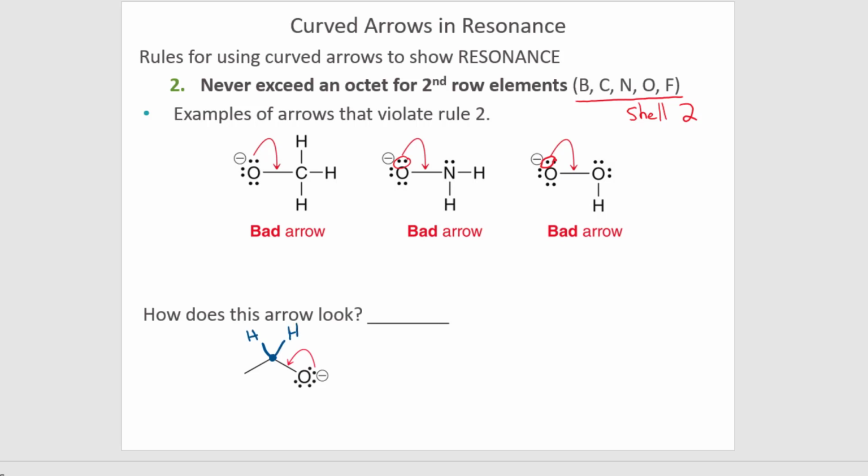If that's the case, that carbon is an sp3 carbon, and I can't break single bonds in resonance. So this arrow is saying take these 2 electrons and make a double bond between the carbon and the oxygen. Well, I can't do that. I can't exceed the octet. I can't make this bond if I don't break something else, and I can't break single bonds, so I'm stuck. So this is not good. Not good. This is another bad arrow.